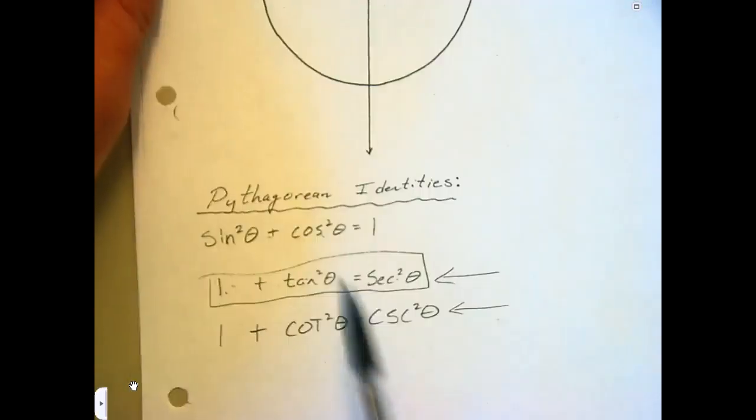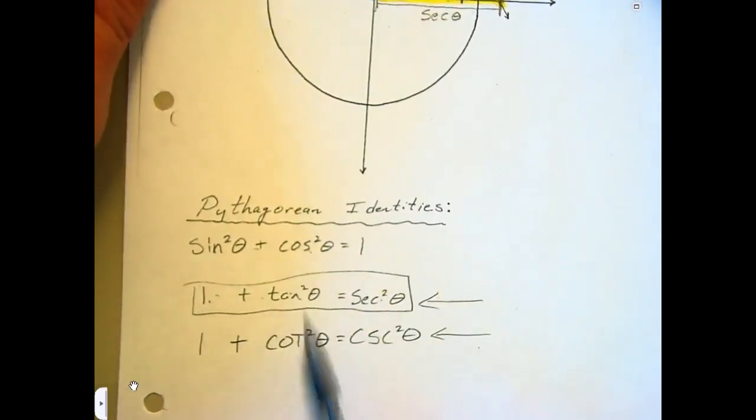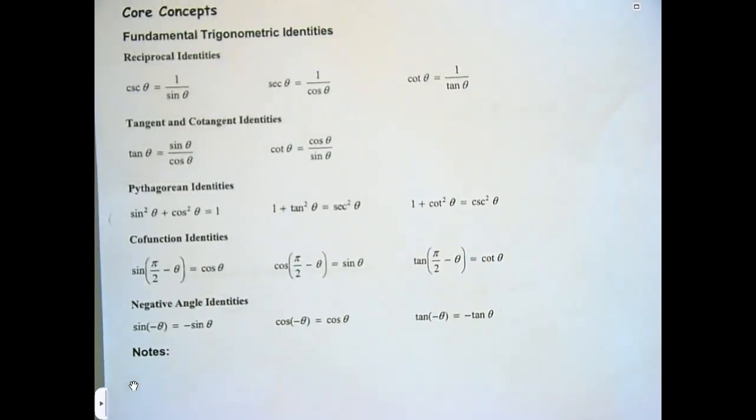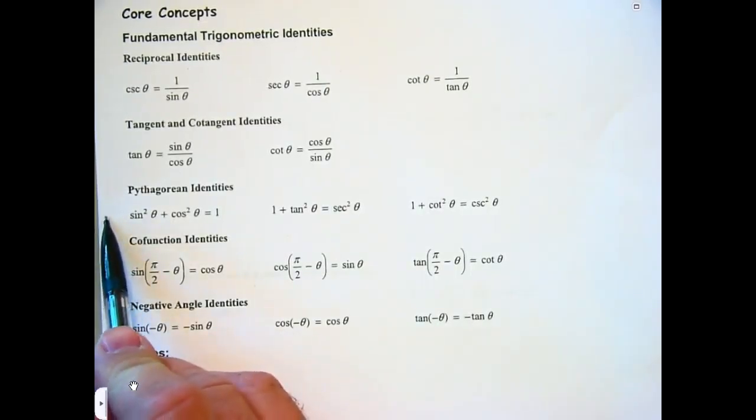These are the Pythagorean identities that you will see. In fact, go ahead and look at your student journal, page 274. You'll see those Pythagorean identities right there.